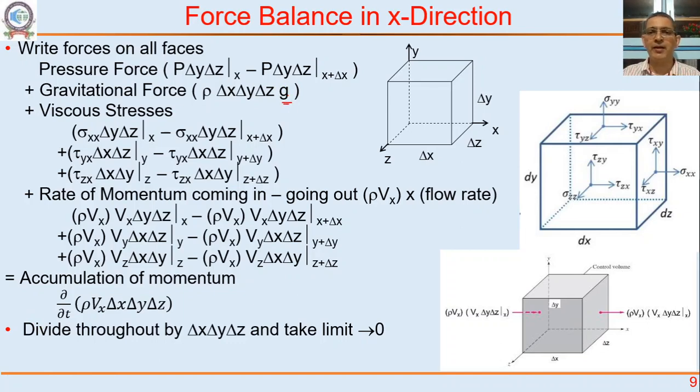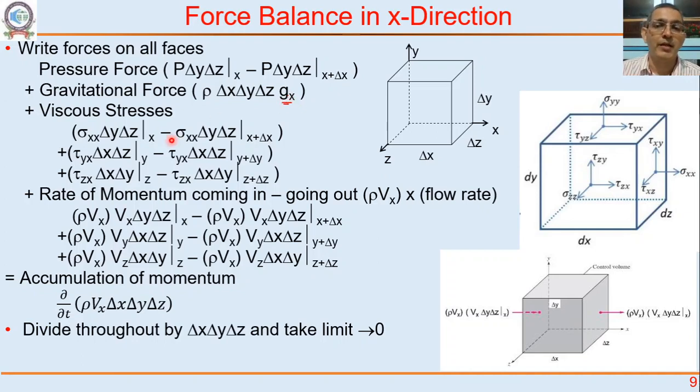Let's make that correction. The component of gravity in the x direction: the component of the gravity force in the x direction could be 0 if the x direction is horizontal, could be plus 9.8, could be minus 9.8 if the x direction is vertical.